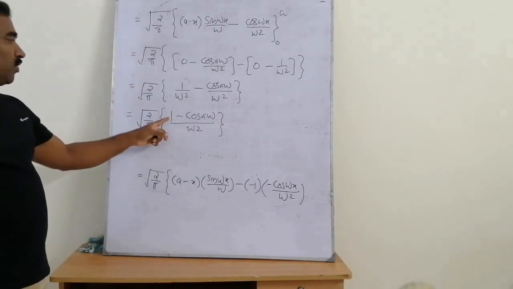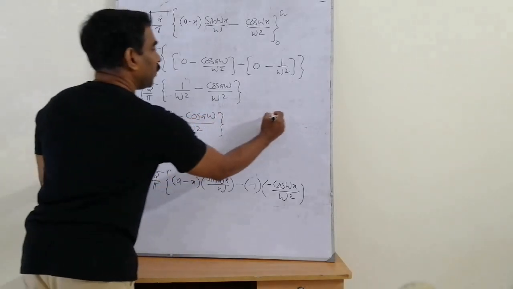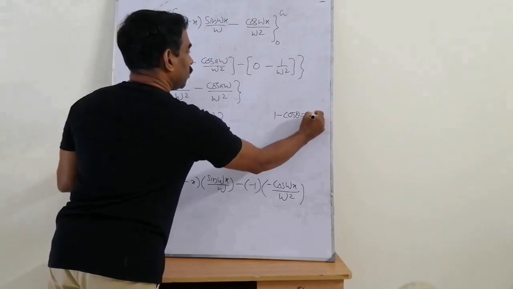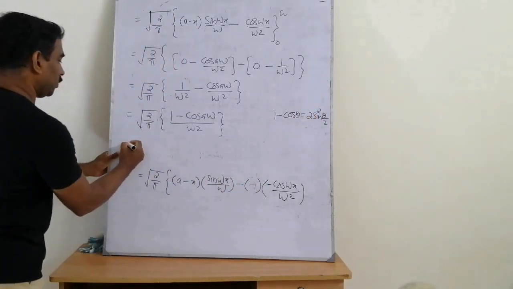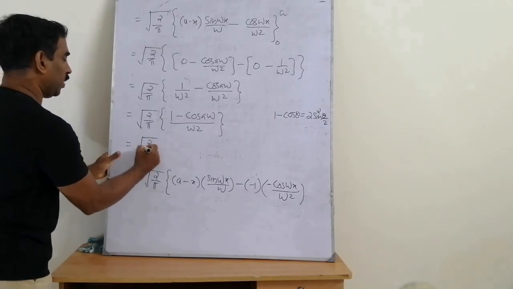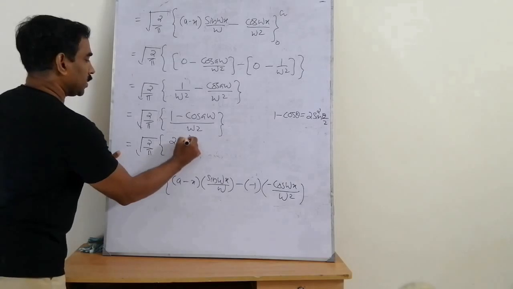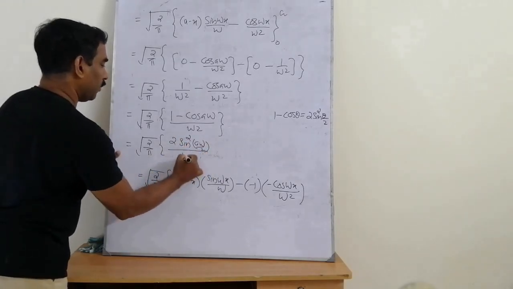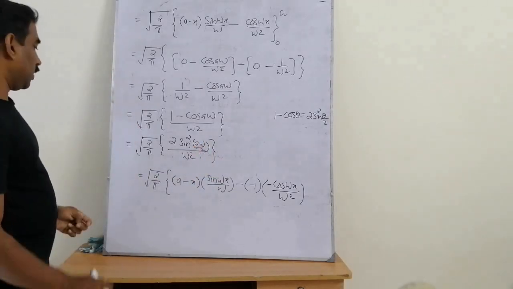Now we can further simplify the numerator expression 1 minus cos a omega by comparing with 1 minus cos theta. 1 minus cos theta equal to 2 sin square theta by 2. So this will be square root of 2 by pi, 2 sin square (a omega by 2) the whole divided by omega square. So this is the Fourier transform of the given function.